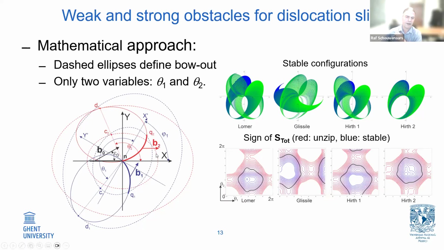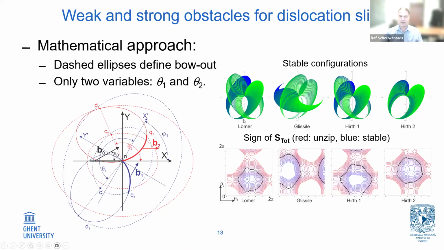And what we also find are these outer dashed ellipses, which define bow out. So any point Q2, P2 that is outside of these ellipses will automatically cause bow out. And you can then graph for the classical dislocation logs all possible stable configurations, where the dashed lines are dislocation 1, and the full lines, which appear here as a continuous area, are the second dislocations. So these are the configurations.